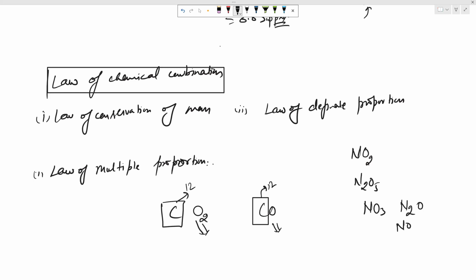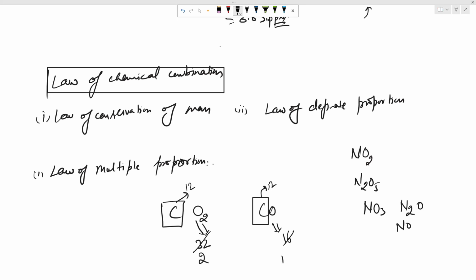In both the compounds, the mass ratio will be in the simplest ratio. For example, this is carbon, and this oxygen is going to have 32 mass here, and this oxygen is going to have 16 mass here. So you cut it, you will get the simplest ratio, that is 2:1.